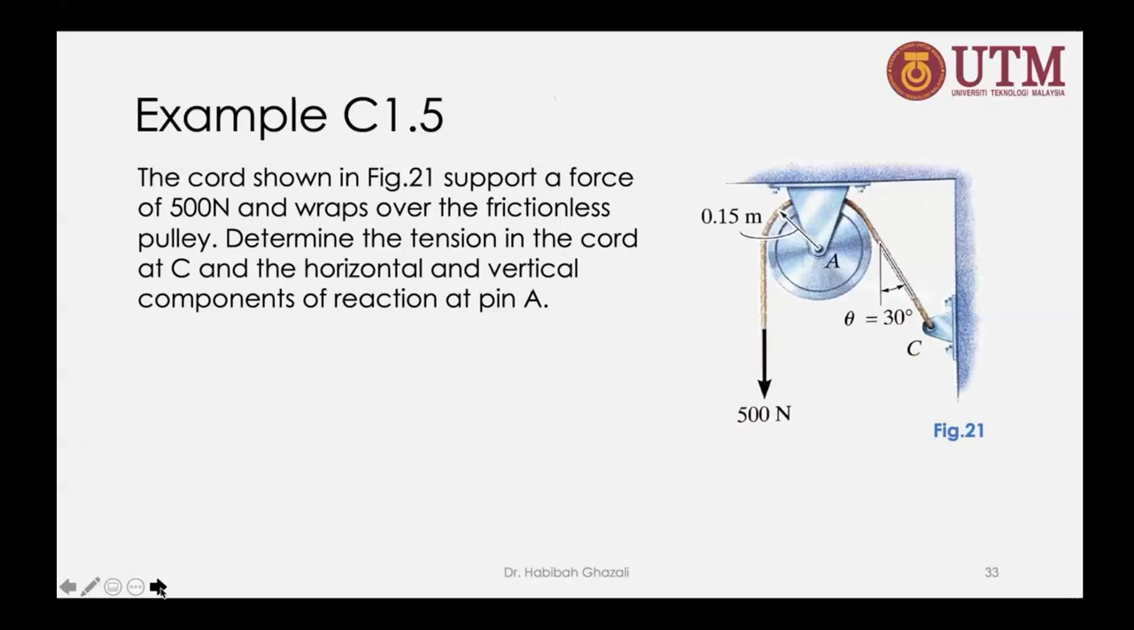So this is simple. As I said, in the video, you are asked to determine the tension in the chord at C and the horizontal and vertical components at the pin at point A. So this is a pin. We know it will resist X and Y direction, AY, AX. So you are asked to find the tension of this. What you can do, there are two steps. You can draw the free body diagram of the chord, but you can also draw the free body diagram of the pulley.